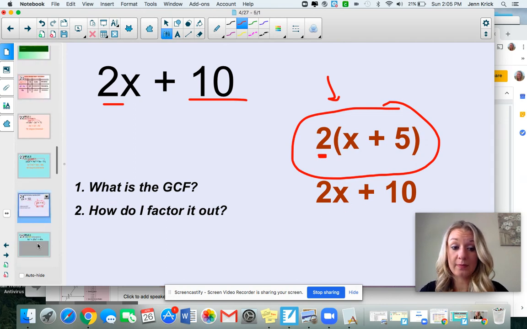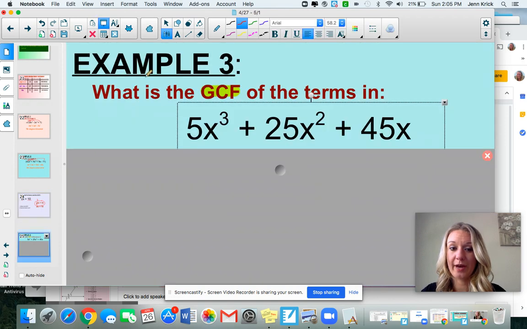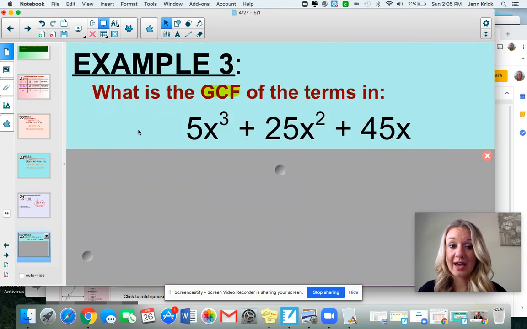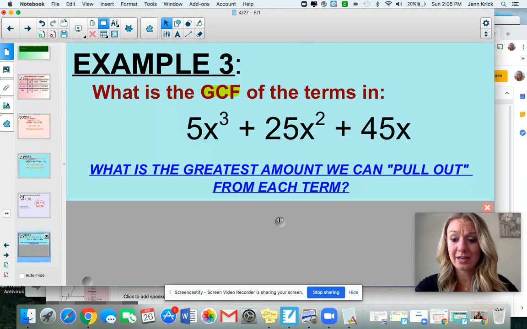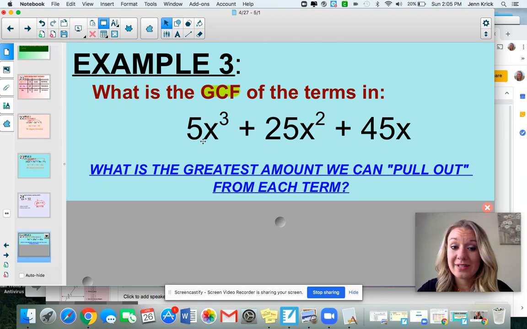Let's look at something like this. This is more like what you're going to see with polynomials. So if I asked you what the greatest common factor is for all three terms, 5x to the third, 25x squared, and 45x, what you're really asking is what is the greatest amount that you can pull out that's shared among the terms? If I've got 5x to the third, I can pull out a 1 and a 5 and several x's. 5 is clearly going to be the number that we pull out as the constant.